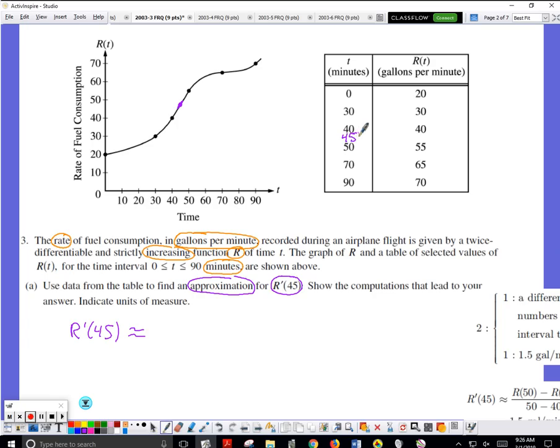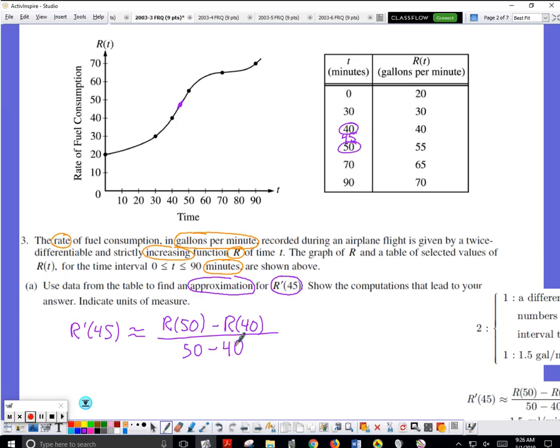So I've got to take R of 50 minus R of 40, last minus first, divided by the time period, which would be 50 minus 40. So that matches up exactly with what you see on the golden notes.